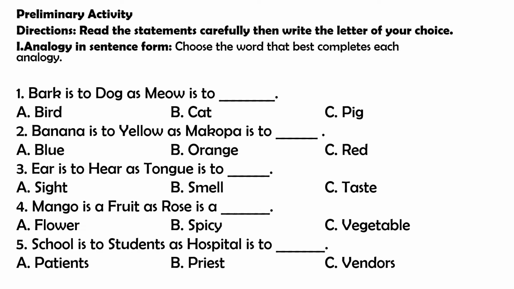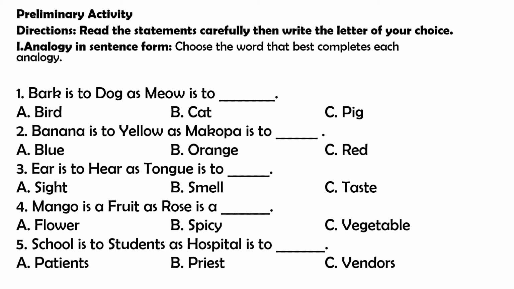Before we start our lesson proper, let us first answer the preliminary activity. Directions: Read the statements carefully, then write the letter of your choice. The first part of our preliminary activity is entitled Analogy in Sentence Form. All you have to do is to choose the word that best completes each analogy. Number 1. Bark is to dog as meow is to blank. A. Bird. B. Cat. C. Pig.